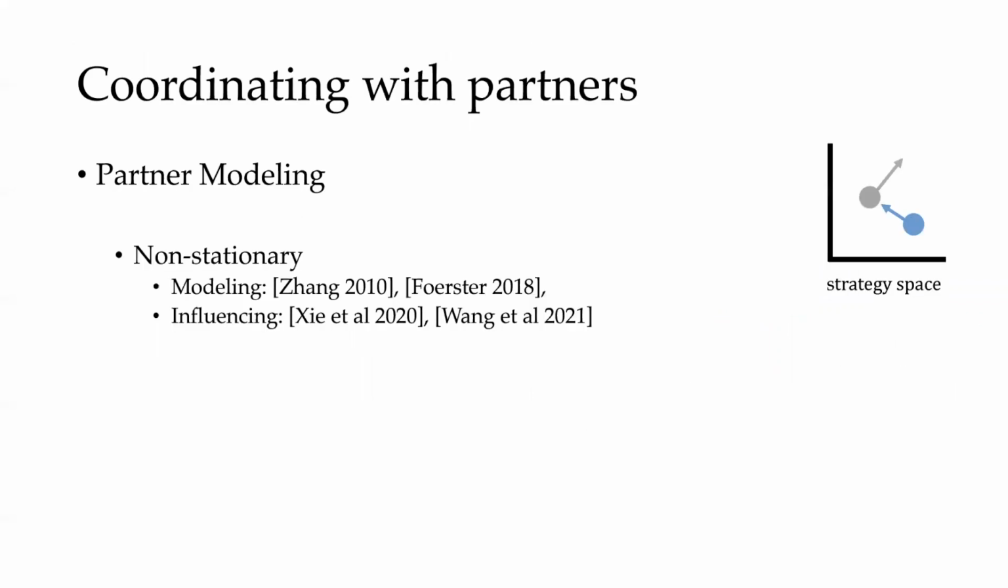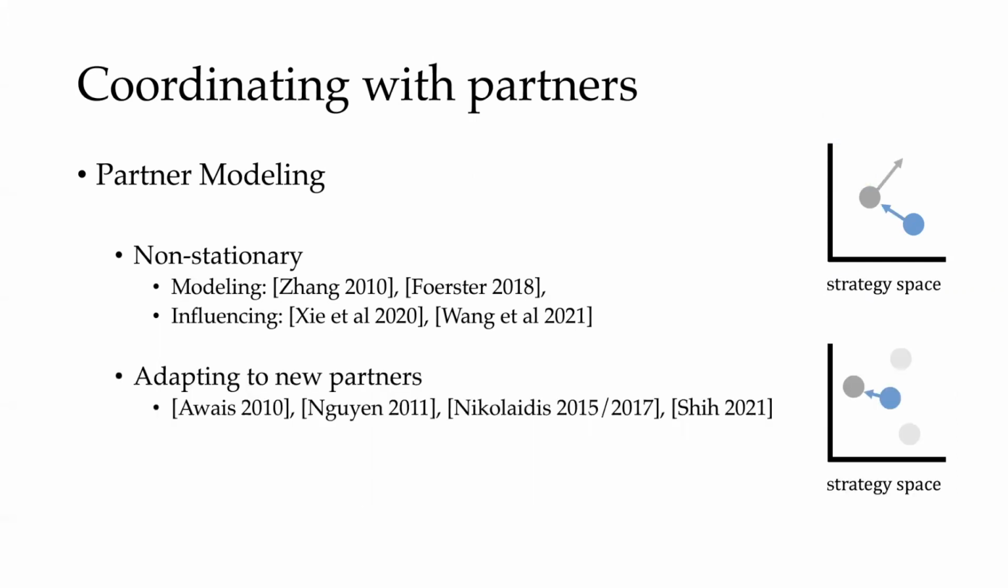Previous works have addressed different angles of this problem. In non-stationarity works, the partner may be changing their strategy based on our actions. Some methods aim to model how the partner changes, their so-called strategy dynamics. Other works even propose to use this knowledge to influence the partner towards a good equilibrium. Works more similar to this one assume that the partner is stationary, but there are many partners we would like to work with. So we must figure out their strategy and adapt to them.